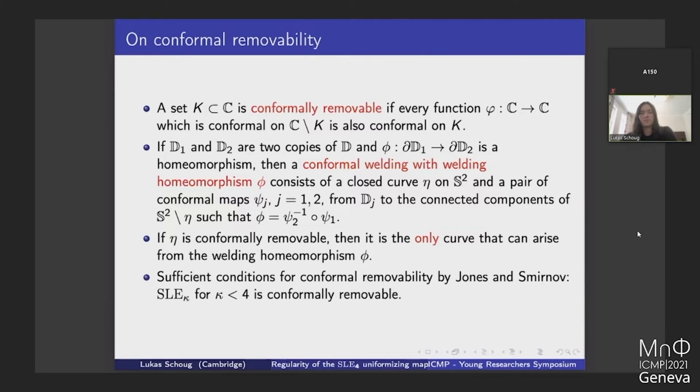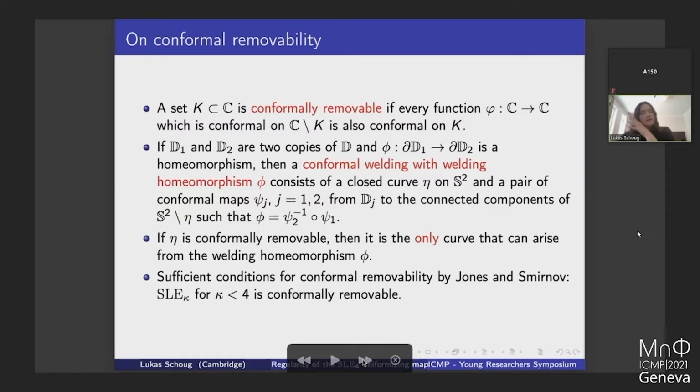So people have studied ways to prove that certain sets are conformally removable, and a paper which is usually cited, and which is basically the collection of sufficient conditions, is a paper by Jones and Smirnov. It follows from these conditions that SLE kappa is conformally removable for kappa less than 4, which is great because this gives us a way to know that when we glue together certain quantum surfaces, which are random surfaces with some conformal structure, incredibly powerful in our field, you get something unique.